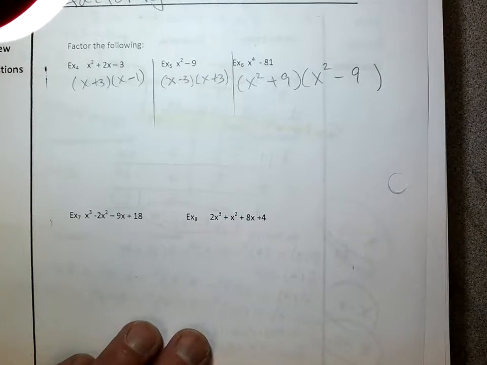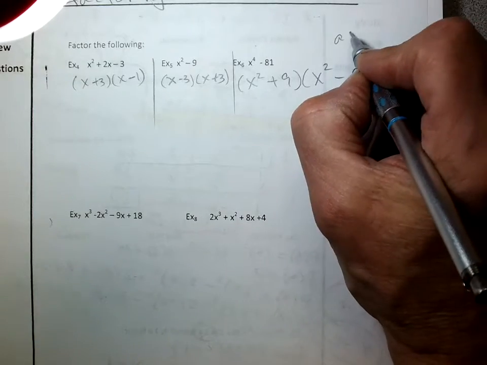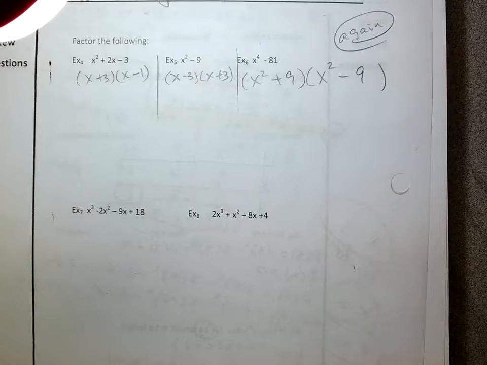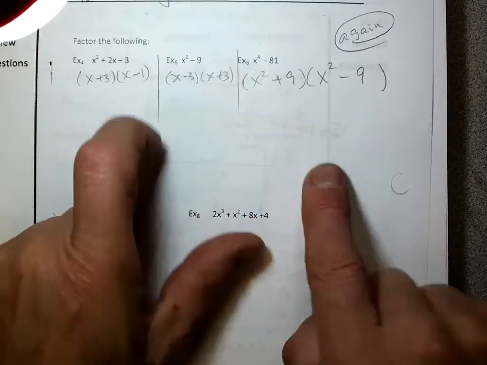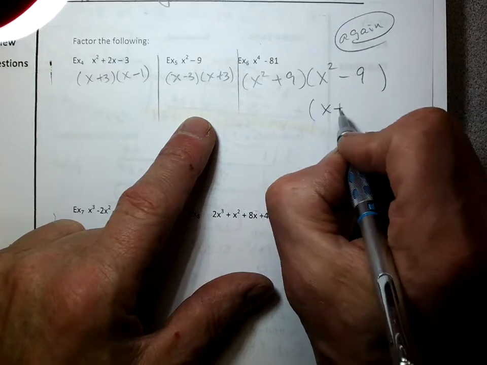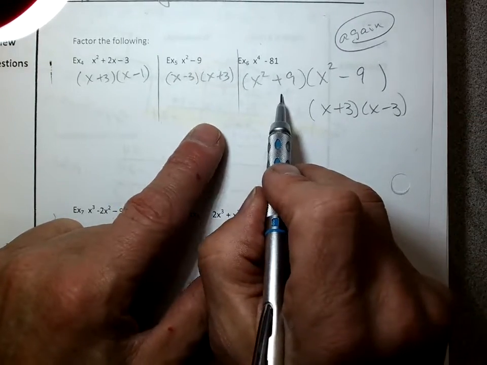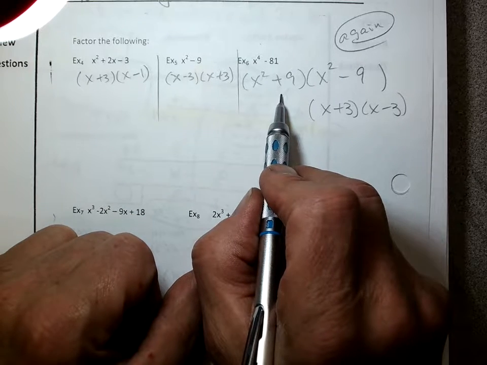Okay, now, this one's not done. It can be done again. Well, we just did this one, didn't we? So this is x plus 3, x minus 3, okay? What about this one? Can this be factored again? Please say no. This cannot be factored again.